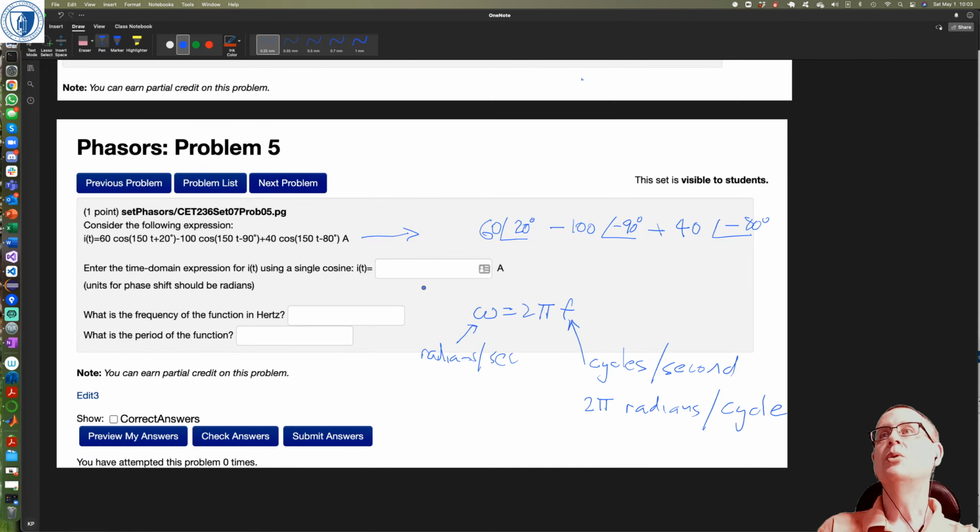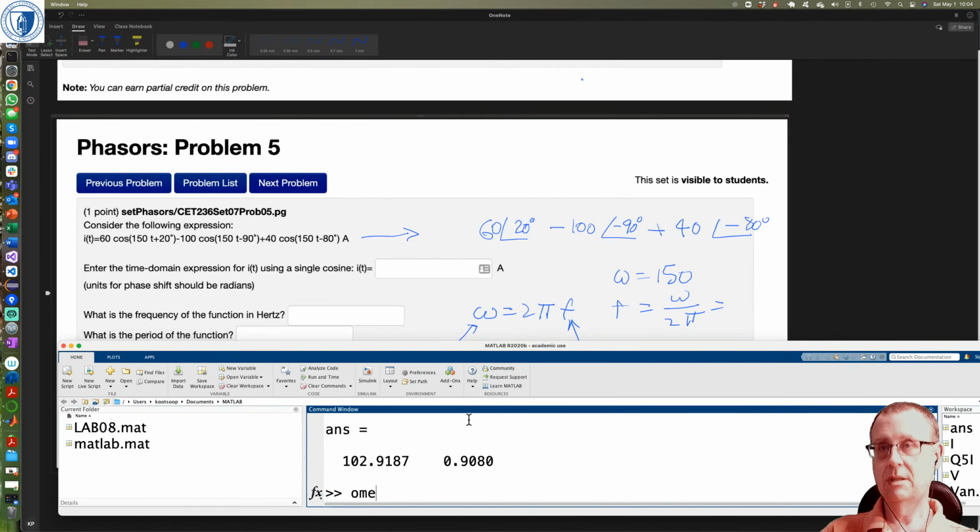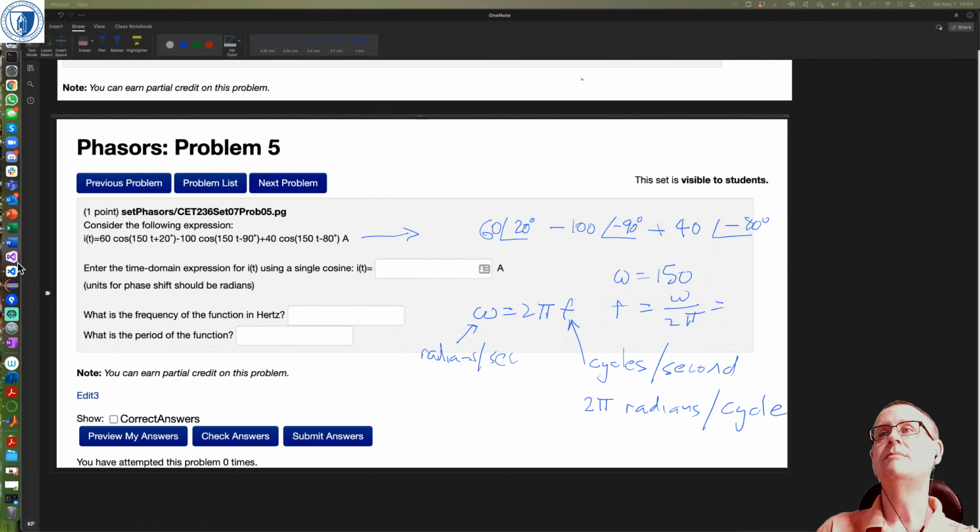So here our omega is 150, so F is equal to omega on 2 pi, which again I can't do in my head. Omega equals 150 on 2 pi, which is 23.87. And then the next question is, what is the period? That's saying how many seconds in a cycle. F is cycles per second, so 1 on F is seconds per cycle.